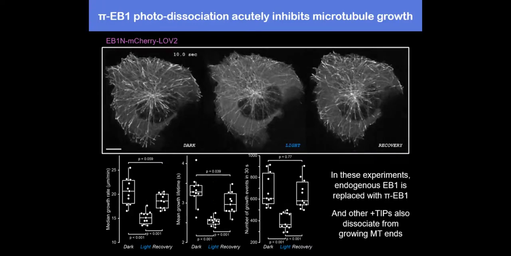Lastly, it is important to note that PI-EB1 is not dominant negative and that in this and subsequent experiments, endogenous EB1 is removed by either RNA interference or CRISPR genome editing, and that in this case, all other plus tips that we have tested also dissociate from microtubule ends.